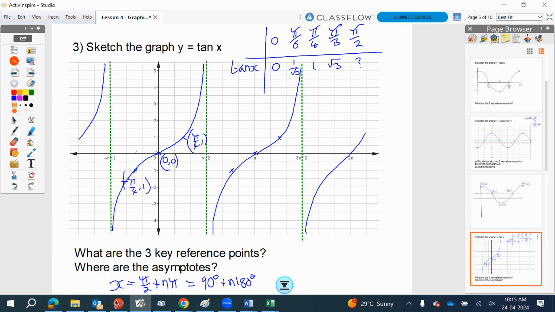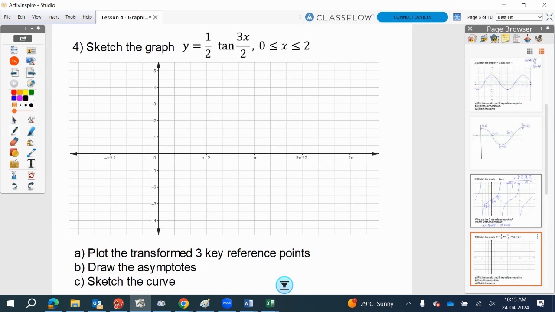I feel like in touch. Pi over 2 is like, what? It feels a lot more abstract, so I don't memorize things that well that way. Okay, let's have a go at sketching this one.